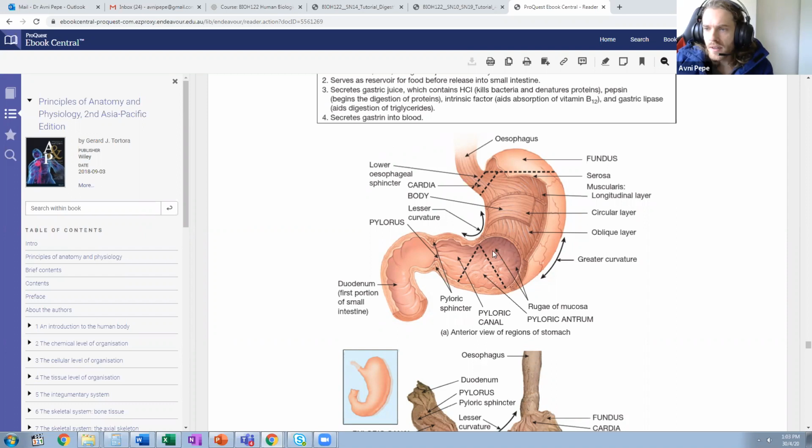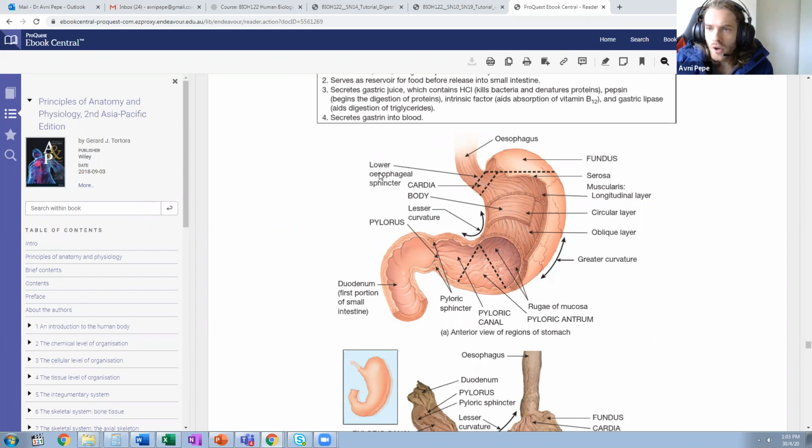So 2 to 4 litres, it's quite a lot. Think about a 2-litre carton of milk. It's quite large. And now think about 2 of those together. So that's the volume that we're talking about. That's how much the stomach can actually stretch, and these rugae have a role in that.